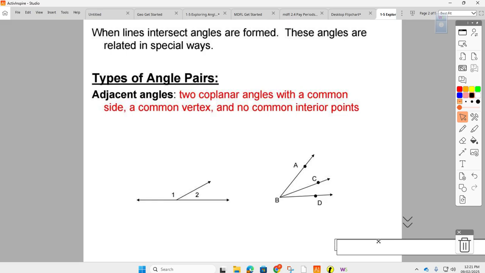So if we're looking at these two figures, angle 1 and angle 2, do they share the side? What do you think? Kellen, are angle 1 and angle 2, do they have a side they share? Yes, they do. So angle 1, this is one side, this ray is another side. For angle 2, this ray is one side, and this other side is here. So this is the common side. So angle 1 and angle 2 are adjacent angles.